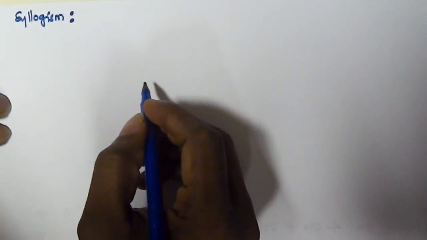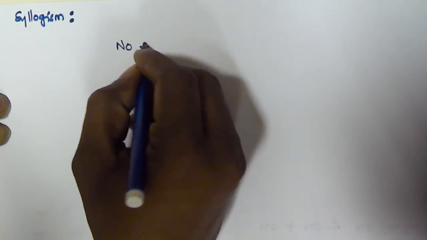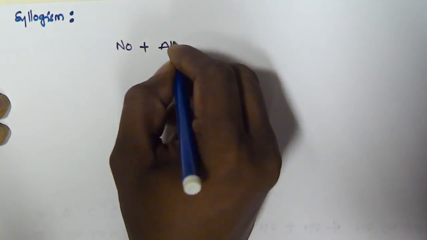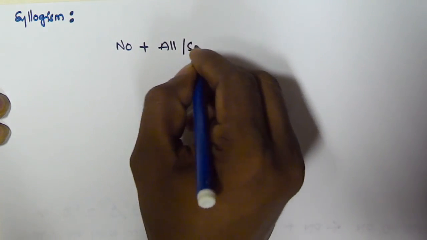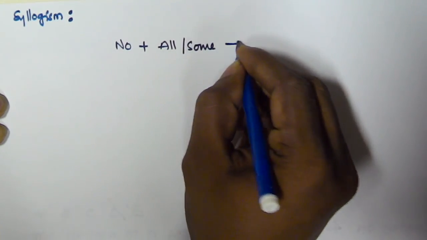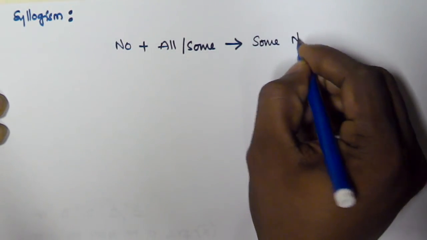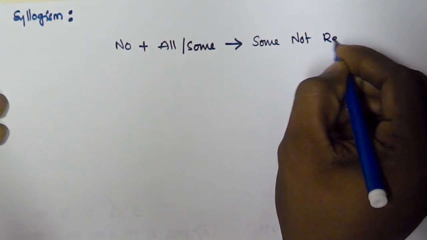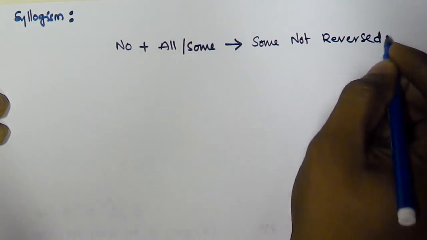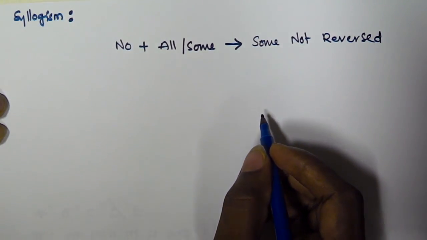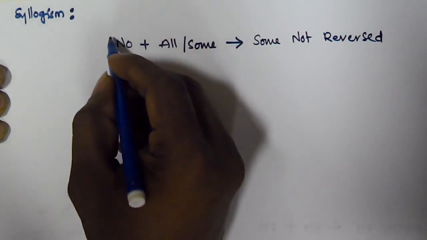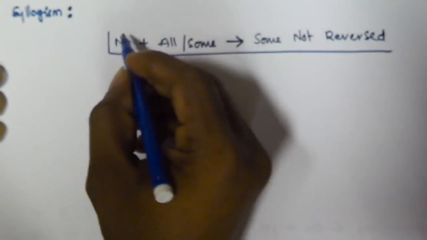Hello friends, in this video we will see another rule to solve the syllogism related problem. The rule is: no plus all or some will give some not reversed. I will show you how to use this rule in solving syllogism related problems.